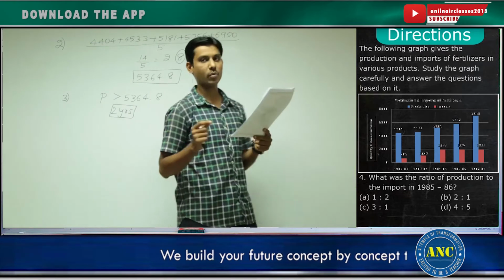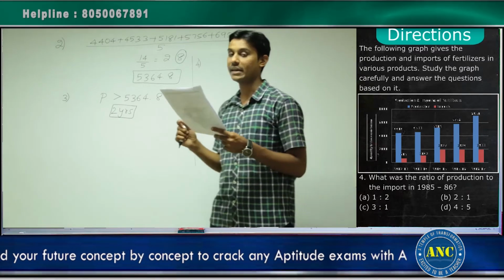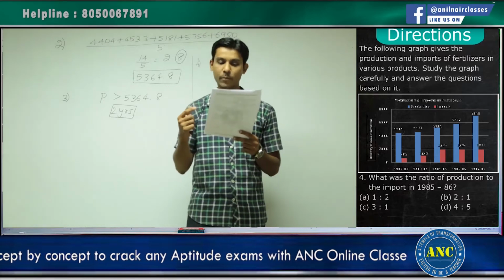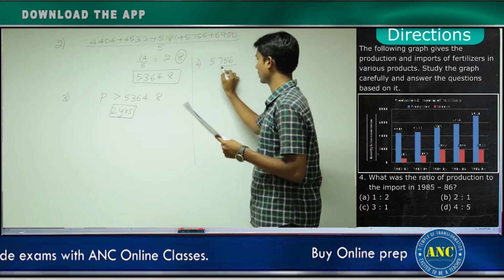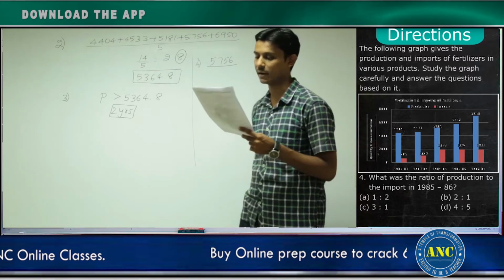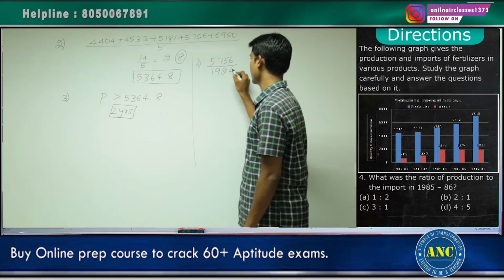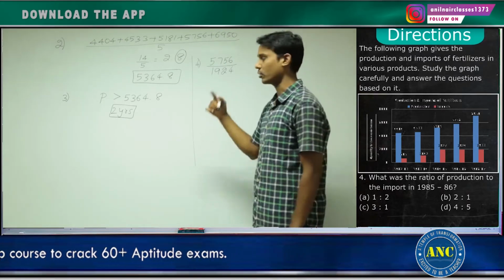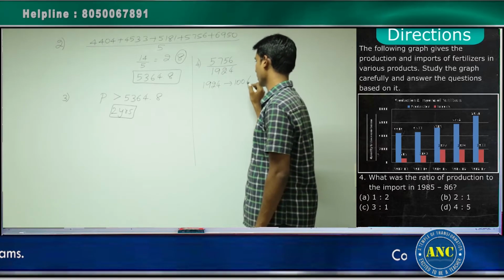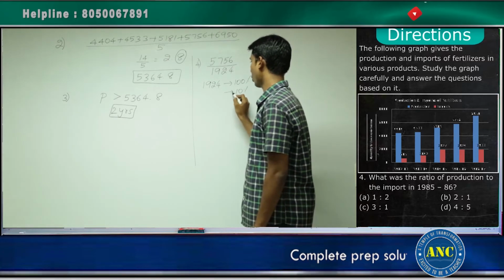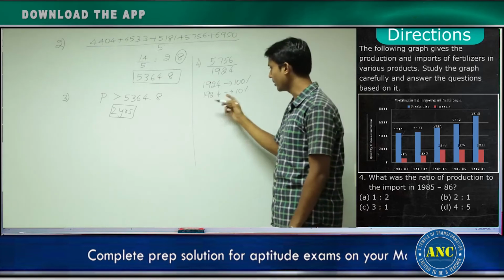Fourth one. What was the ratio of production to import in 1985-86? What is the production in 1985-86? It is 5756. They are asking the ratio divided by import in 1985-86, which is 1924. You can also use that logic we used. 1924 is nothing but 100%. 10% is nothing but 192.4. If you are so obsessed with wasting time in the examination, please use this approach.